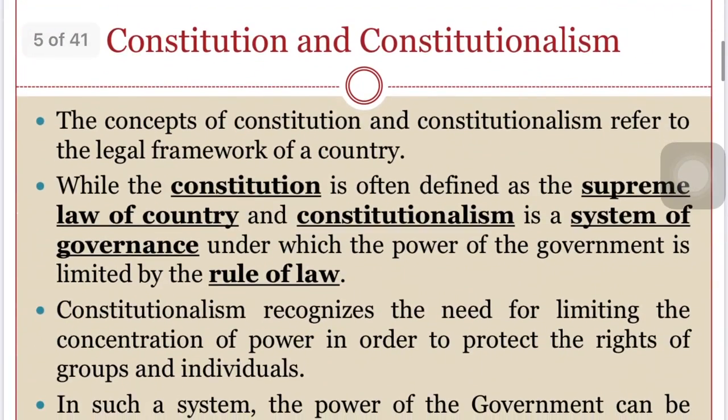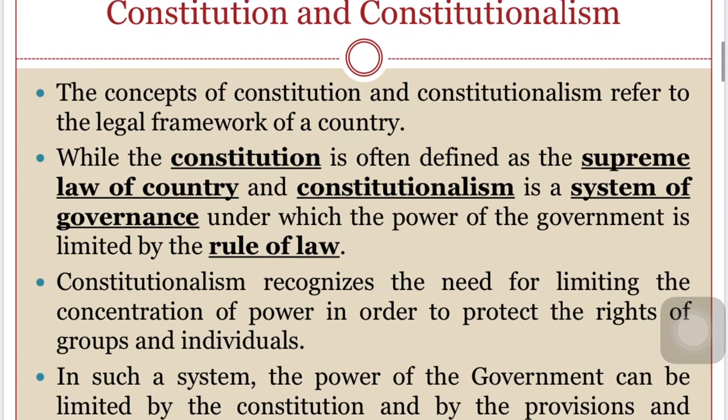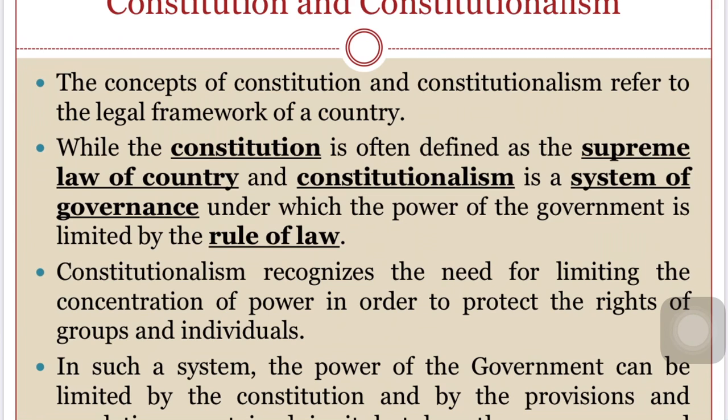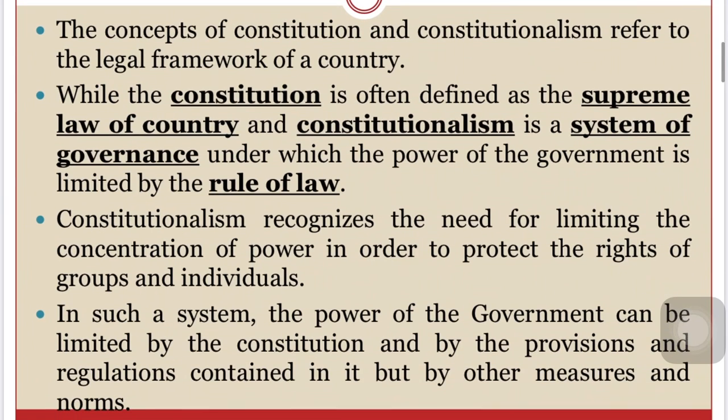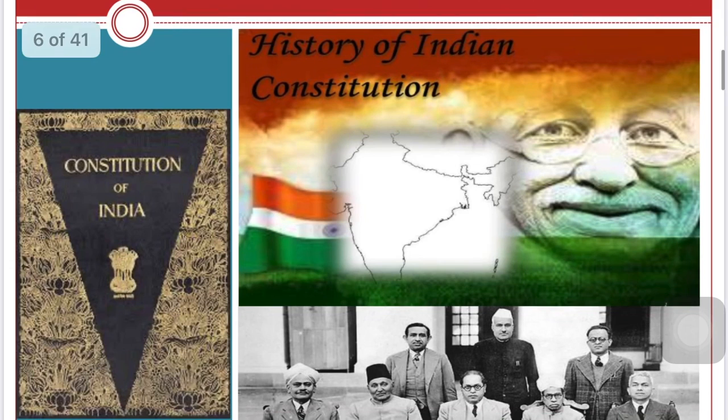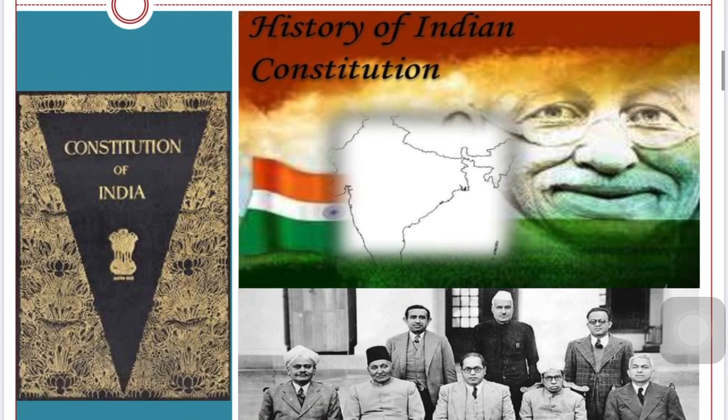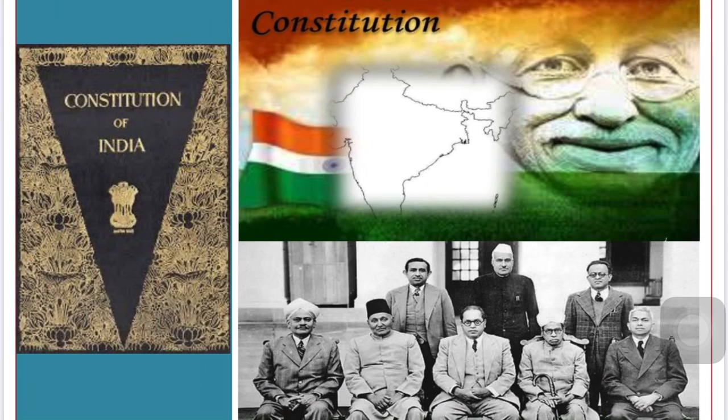Now, constitution and constitutionalism. A constitution is defined as the supreme law of a country, and constitutionalism is a system of governance under which the power of government is limited by rules or law. Constitutionalism recognizes the need to limit the concentration of power in order to protect the rights of groups and individuals.